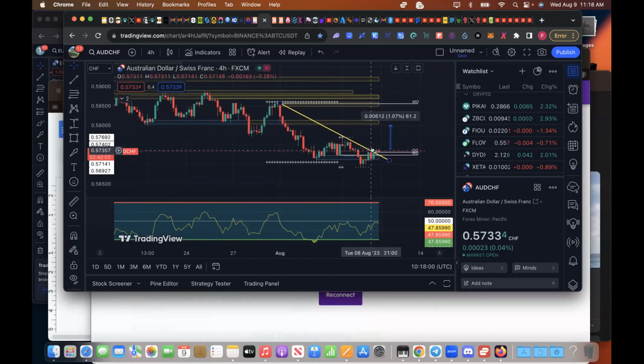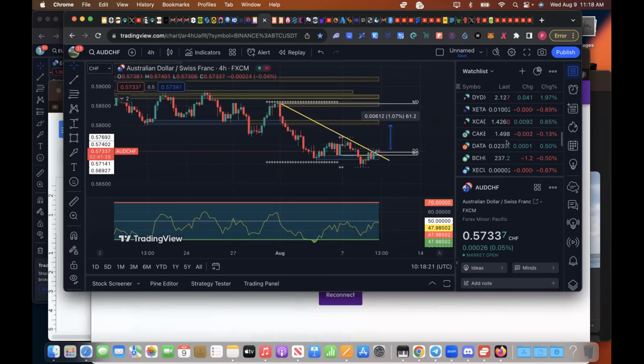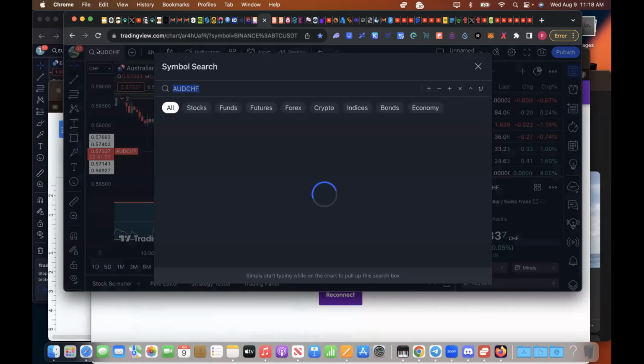So at the close of this candle, you can go long, you can buy into AUD CHF, perhaps at about 0.5739 or 0.574. So target that to buy into AUD CHF.